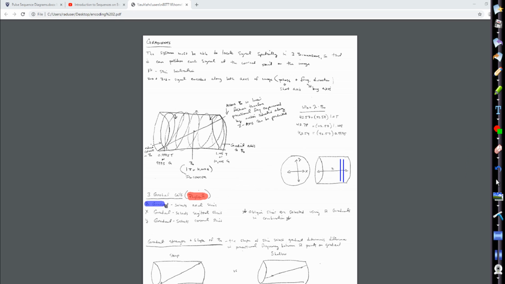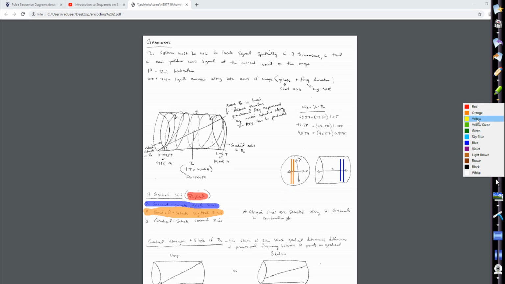So Z gradient is blue. Axial slices, head to foot. Our X gradient is going to give us our sagittal slices. So here's our X gradient going right to left, sagittal, and then we go 90 degrees from that, so it gives us our sagittal slices through the body. And then our Y gradient is going to give us our coronal, A to P.